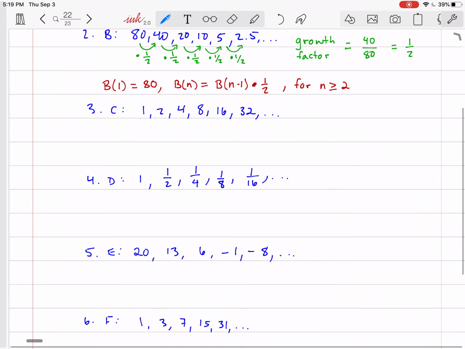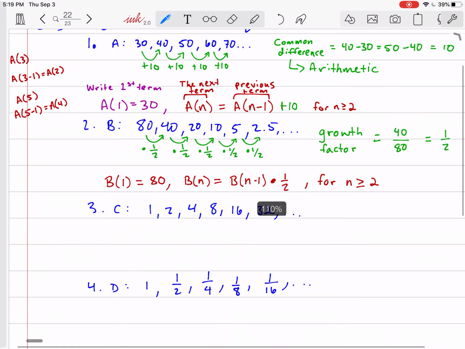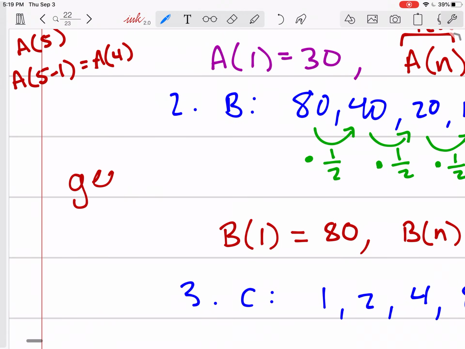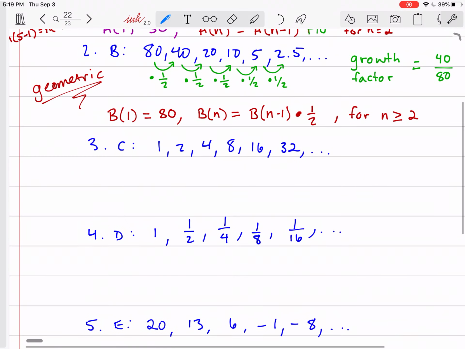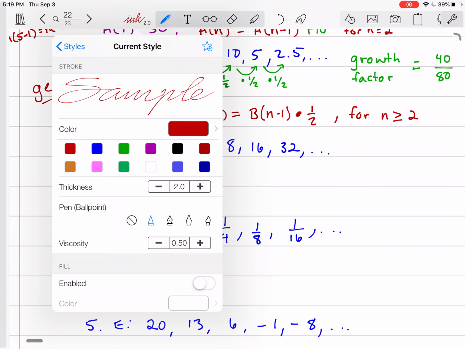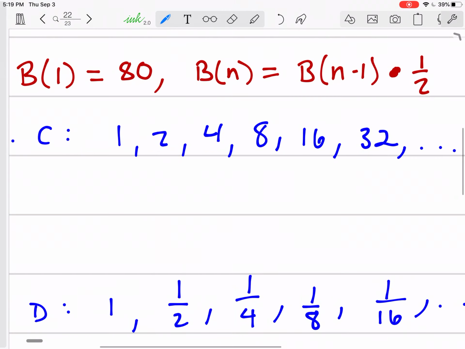I'll do one more and leave the remaining 3 for you. This one we knew, I forgot to mention, was geometric because we're multiplying by that growth factor. All right, and this next one, the third one, C, we have to figure out the pattern. How do we get from one term to the next?